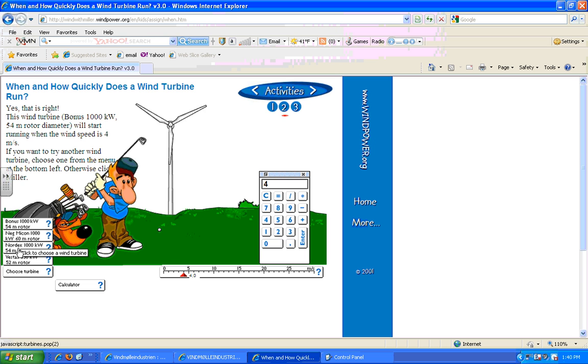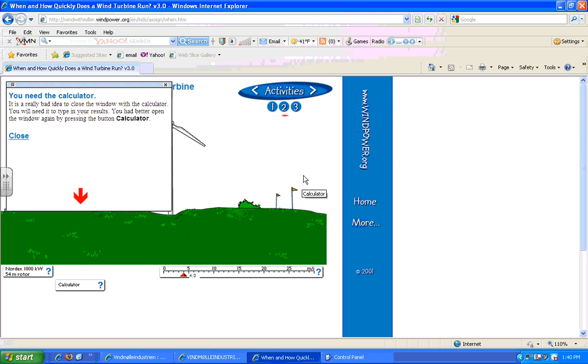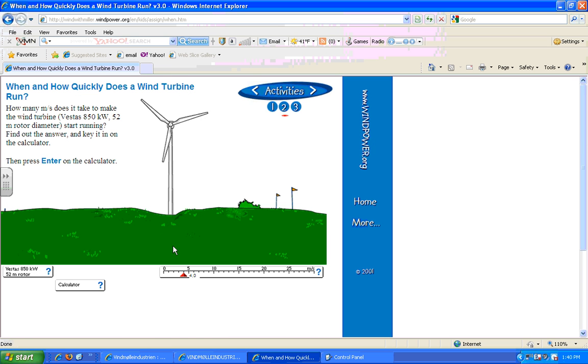So let's see. Try the Nordex. So I can drag this one around. Looks like this one's going to start at 4 meters per second as well. How about we try the Vestas? Well, I'm not sure if that's the plan, but it looks like they all start turning at the same wind speed. The point they're trying to get across here is that there has to be a minimum wind speed for the turbine to work.